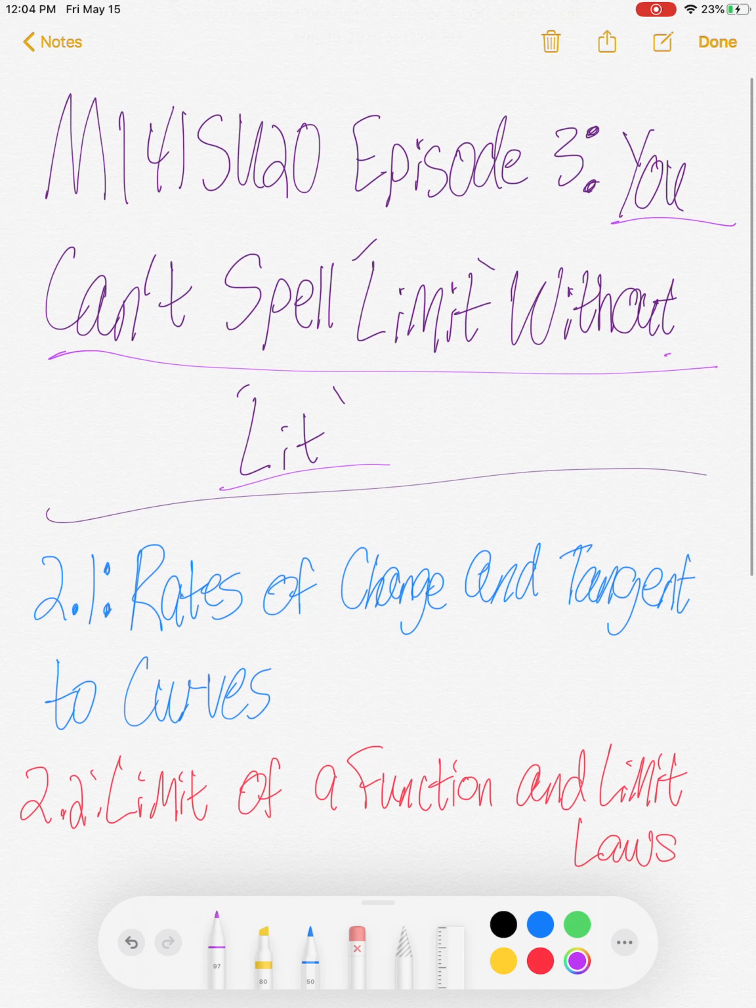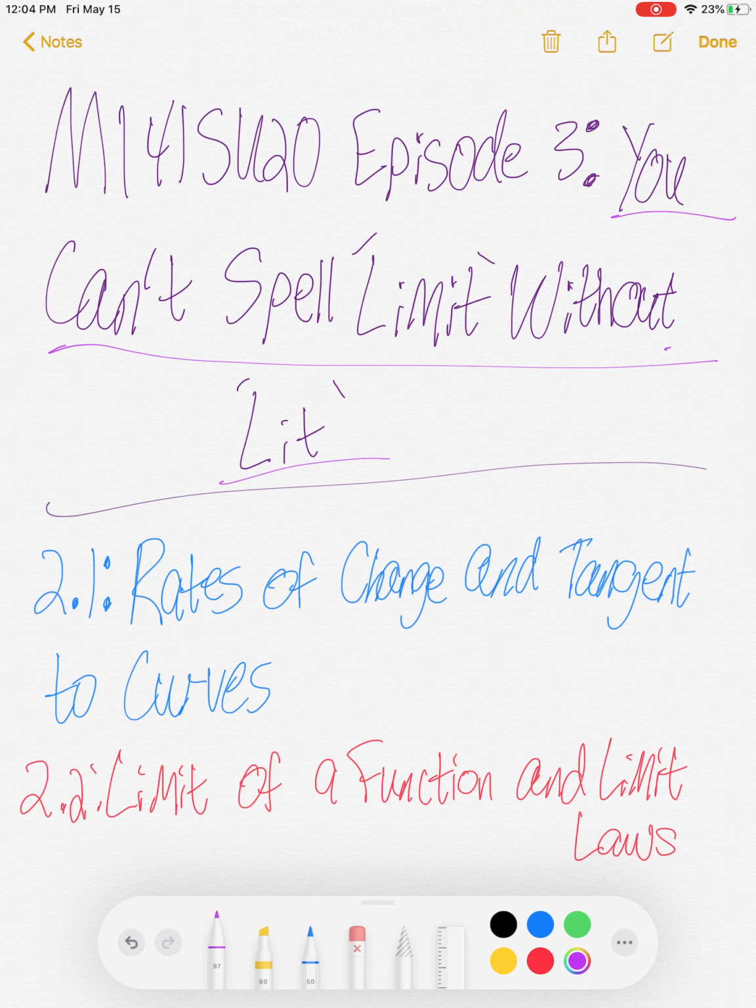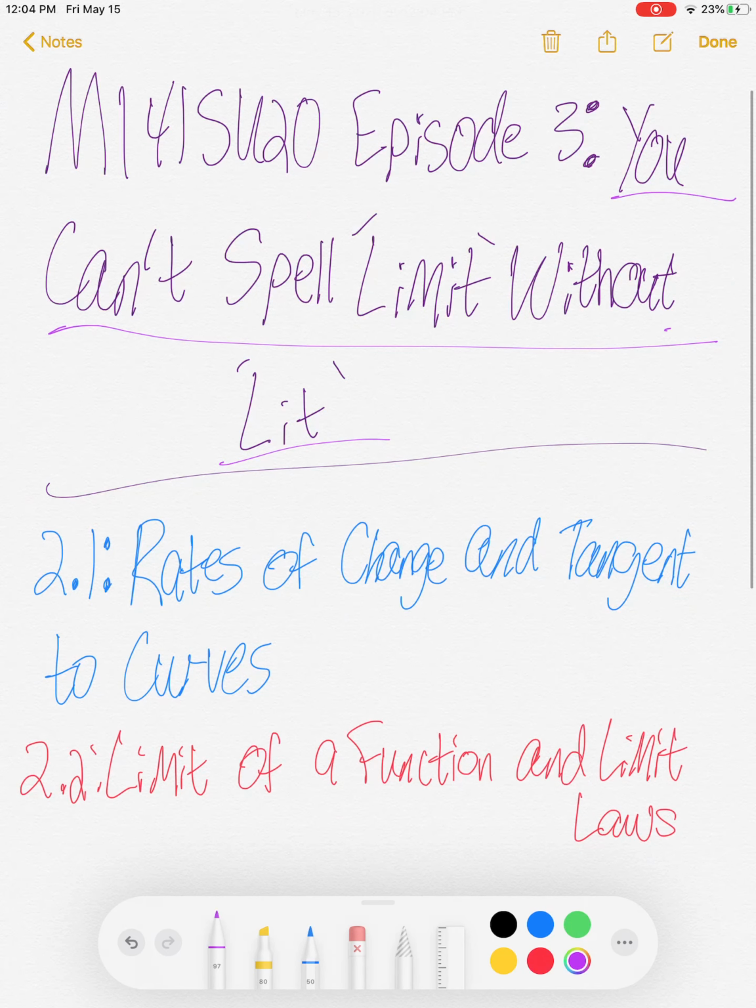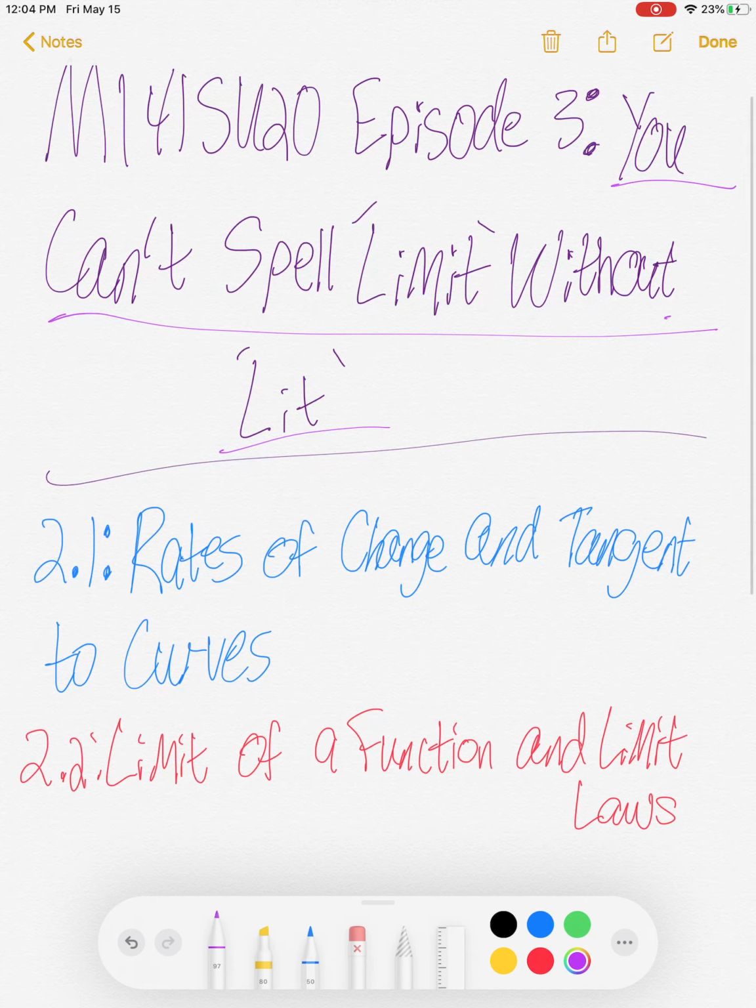In particular, the two sections which we're going to cover some problems from are section 2.1, rates of change and tangents to curves, and 2.2, limit of a function and limit laws. Just like you and I, limits are required to follow laws. They aren't allowed to act all crazy and anarchical. They need to follow laws, which makes them nice and easy to work with. So without further ado, let us jump in and do some problems.